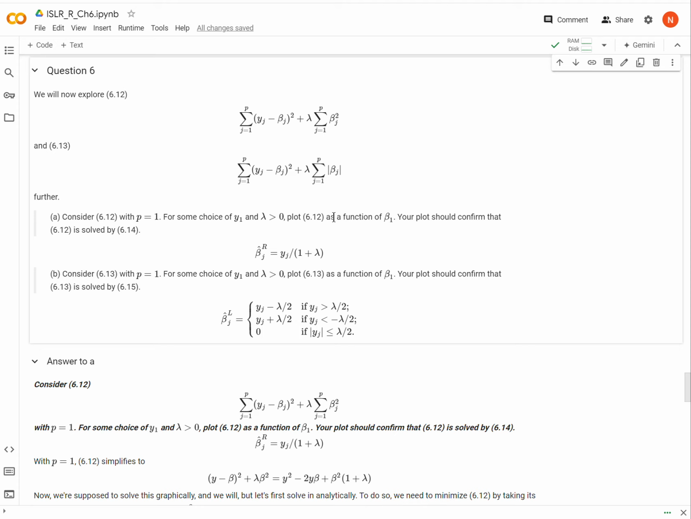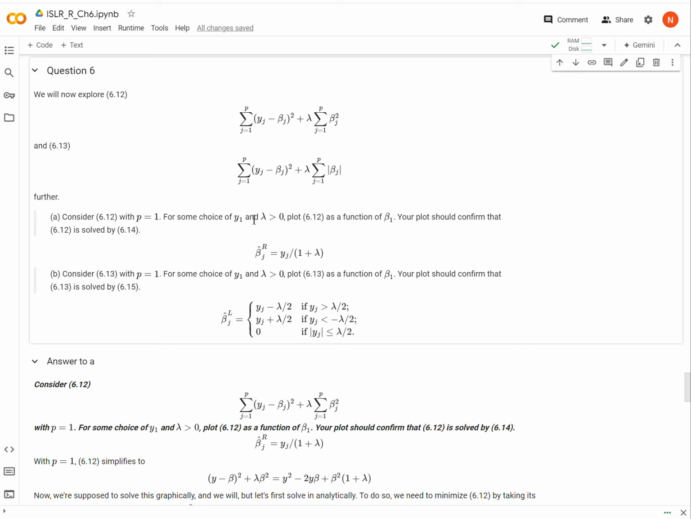Now, we're meant to, with a plot, confirm that the estimate for beta is this right here, under that circumstance. So with one parameter, the ridge regression beta parameter should be this for a given lambda, and we're supposed to plot that. And then similarly, for the lasso part, we're supposed to show through plotting that for some lambda greater than 0, the beta coefficient should equal this right here. I think that should be beta 1 since we're just looking at one of them, but anyway.